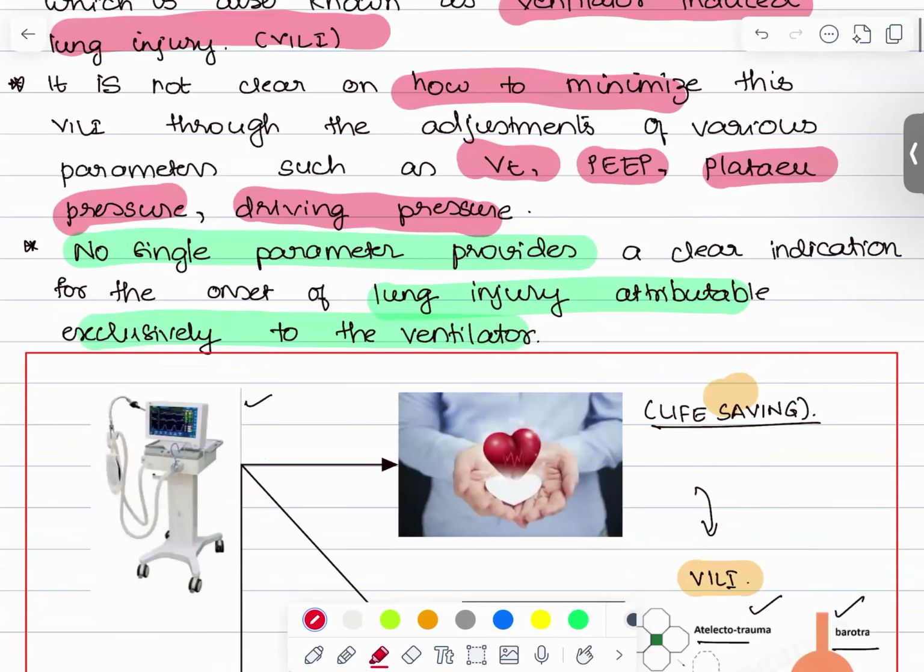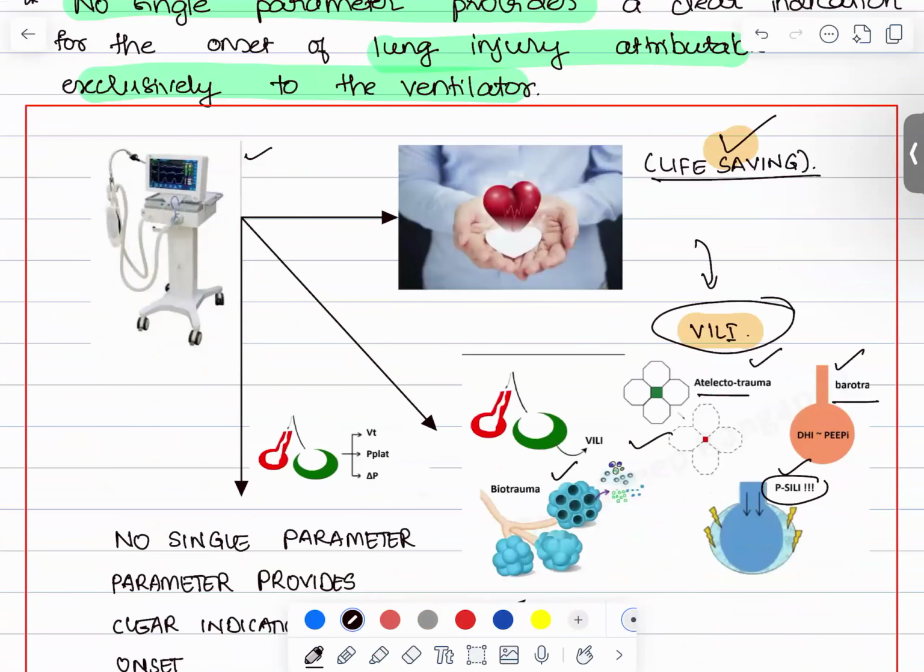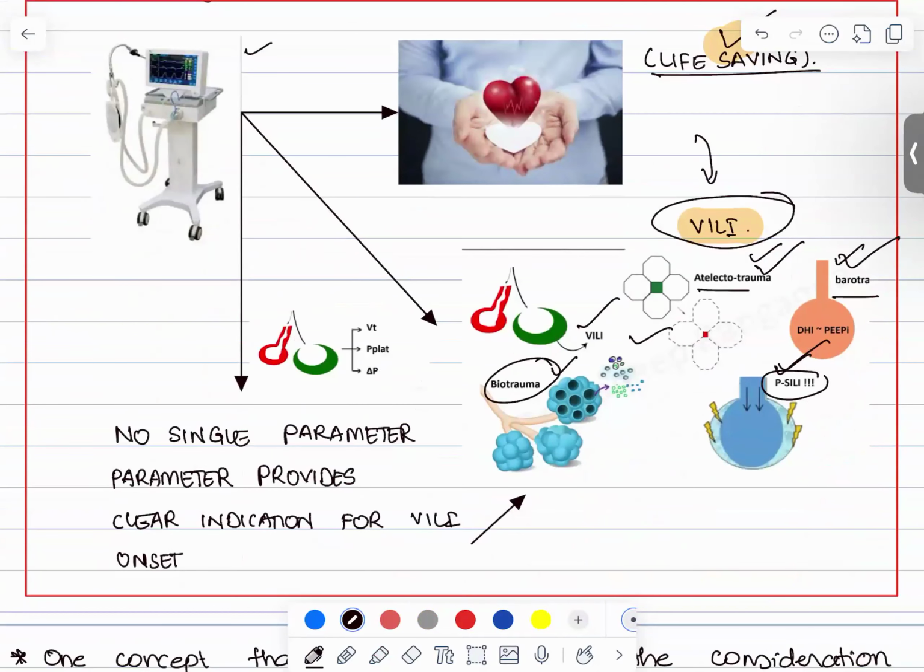So the ventilator is a life-saving measure, yes, but it also has some drawbacks, for example VILI. It can be atelectrauma, barotrauma, patient self-inflicted lung injury, and biotrauma. Together, we know them as VILI, ventilator-induced lung injury. How does this VILI occur? It can be minimized by the reduction of the tidal volume, limitation of your plateau pressure, and the delta pressure, that is nothing but the driving pressure.